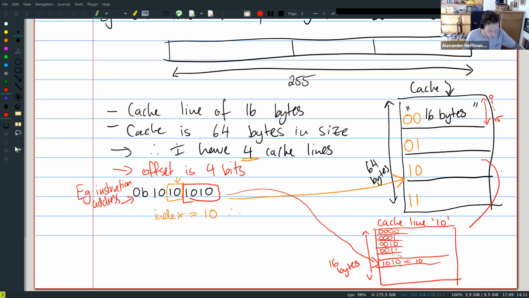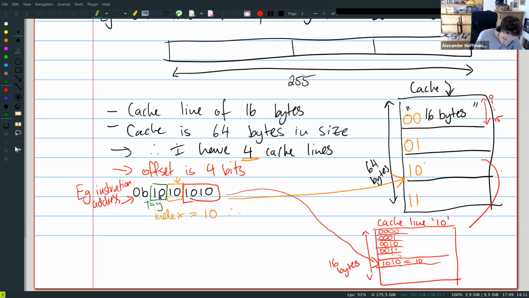Now, how can we tell if the byte that's currently in here is the right one? This is when we use the tag. I'll take another color. This is the green one. So this is the tag, and it's used for finding: is this block the one I'm looking for?